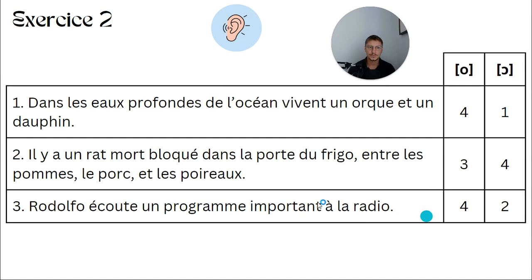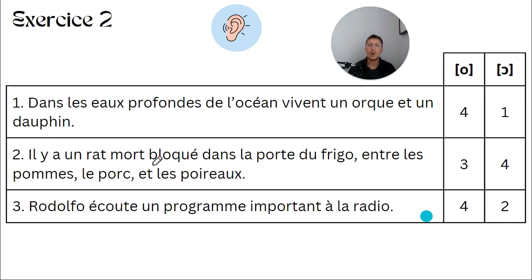Alors, on a donc le son O. Dans les eaux profondes de l'océan vivent un orque et un dauphin. Donc on a eau profonde, océan, dauphin. 4. Dans les eaux profondes de l'océan vivent un orque, O, et un dauphin. 1.